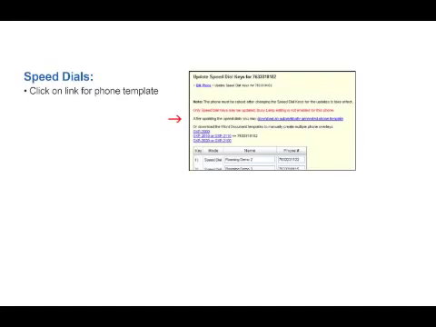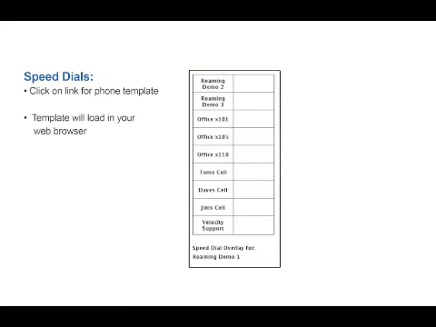There is a quick link in the web portal for downloading and automatically generating the phone template. When you click on that link, it will load the template in your web browser. Print this template by selecting the print option in your browser or by hitting Ctrl P on your keyboard.